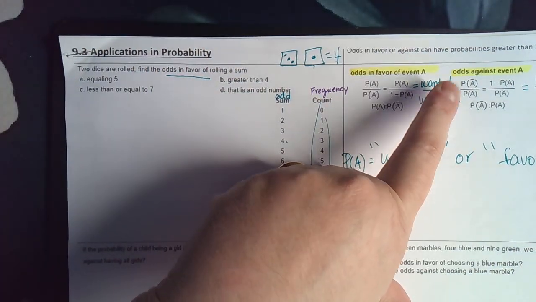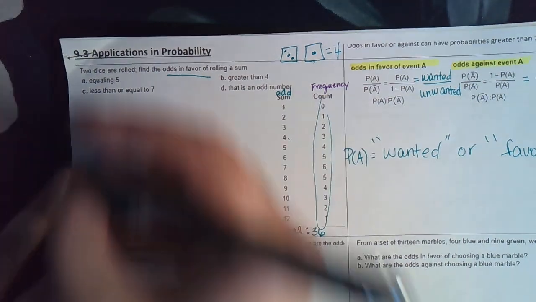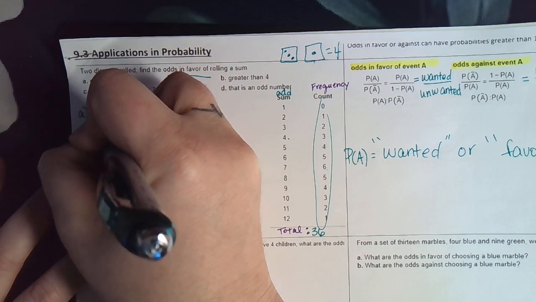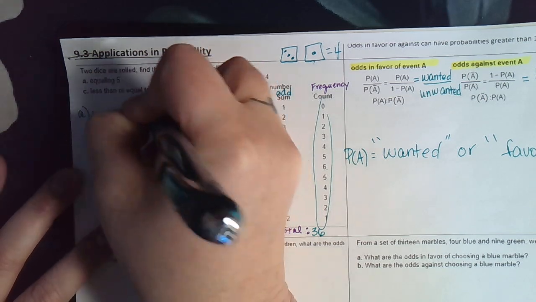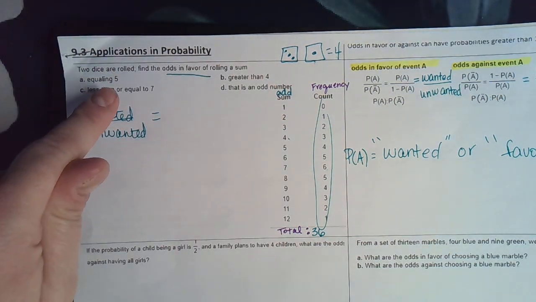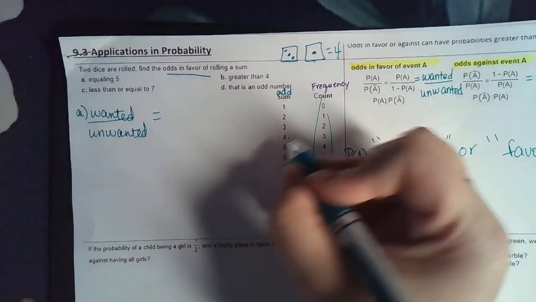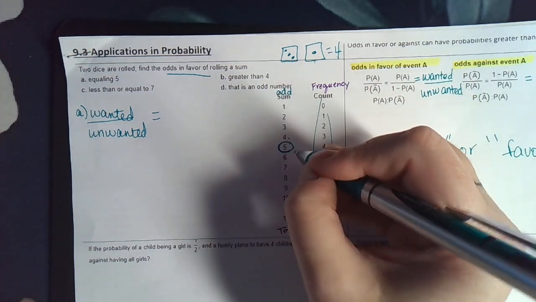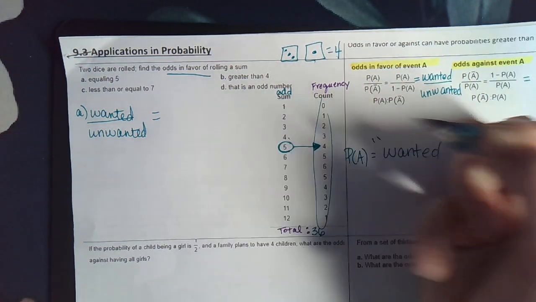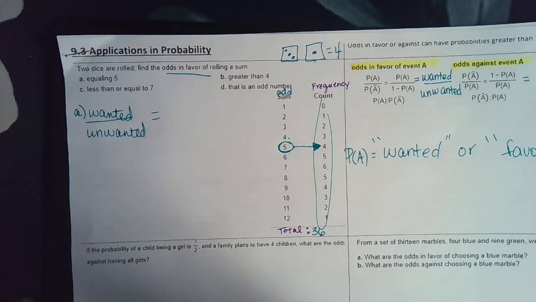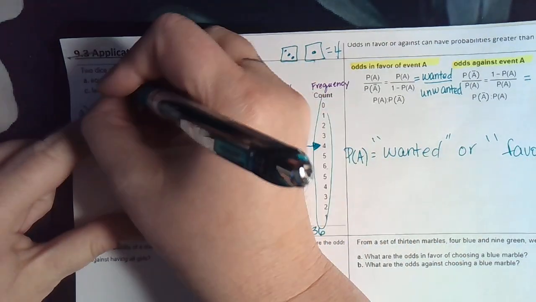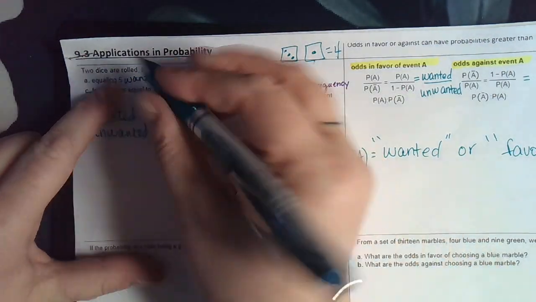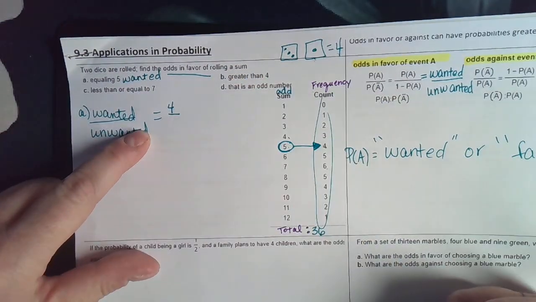So odds in favor looks like the wanted over the unwanted. Okay, so let's look for the equaling of 5. Equaling of 5 is right here under sum of 5, and it happens 4 times. So it says find the odds in favor of rolling a sum equaling a 5. That's the wanted piece. So across from the 5, I see a 4. That's what goes on the top of the fraction.